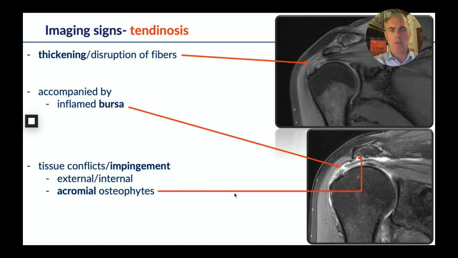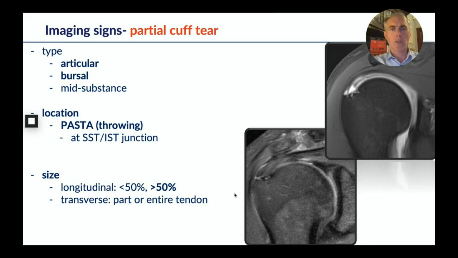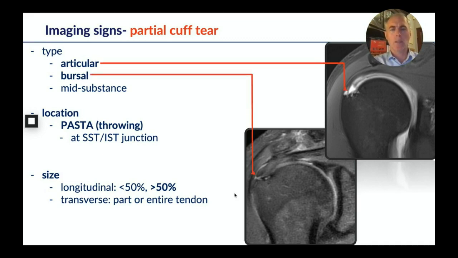First of all, it's the tendinosis that may show up as a thickening or disruption of the fibers that may be accompanied by the inflamed bursa or impinging acromial osteophytes, as you can see on this picture. Partial cuff tears may occur from the articular side or from the bursal side. They may be located in different areas, for example, PASTA lesion affecting the junction of the supraspinatus and infraspinatus tendons. We would like to know how deeply the tear penetrates the tendon, or whether just part of the tendon is affected or maybe the entire tendon.